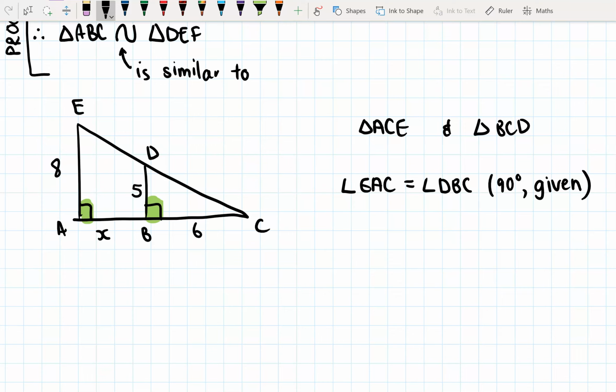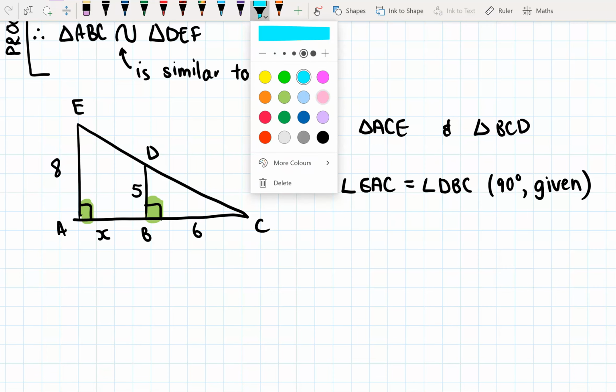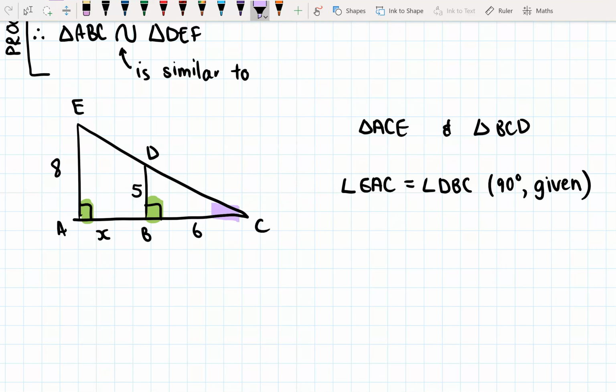What other angle is the same in these two triangles? We have ACE, this big one, and we have BCD. Hopefully you heard it when I read them out. Both of these triangles have angle C in them. Angle C is this angle here, and this is in both triangles. You can see that it takes the exact same shape in both triangles. It's not that one is a C where a line goes up here. So you do have to be careful of that. So angle C is the same in both.